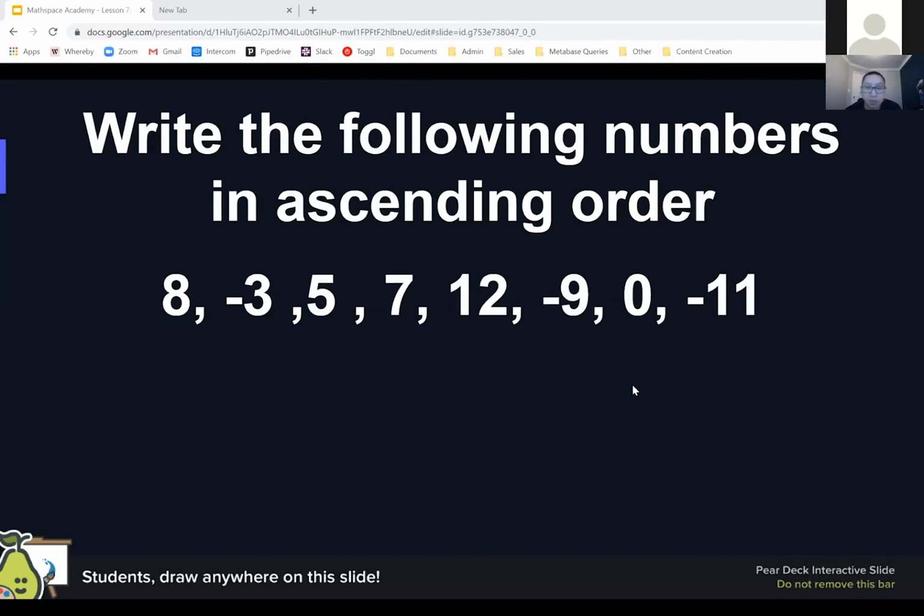-11 is the first, or is the smallest number here. I wonder if it's all right. I wonder if it's okay to say the biggest negative number.